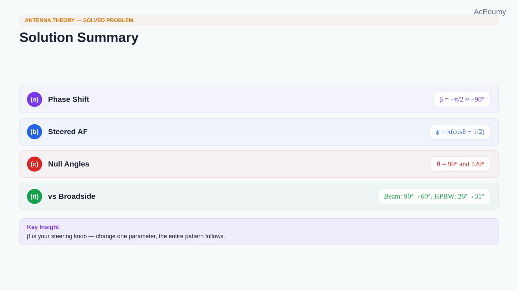Part D. Compared to broadside, the beam shifted from 90 to 60 degrees, widened slightly from 26 to 31 degrees, and the null positions changed. The takeaway: beta is your steering knob. Everything else follows from that single parameter.